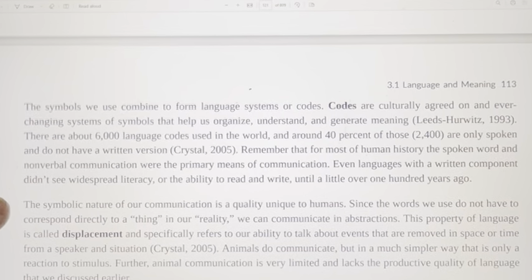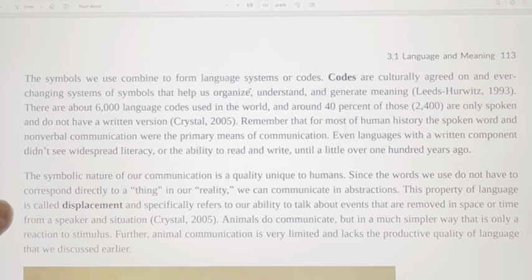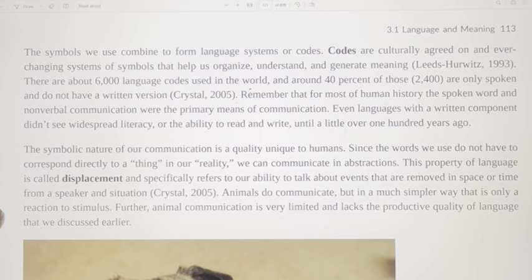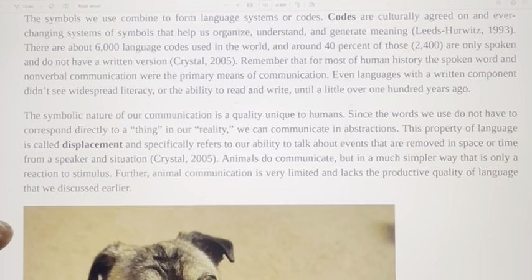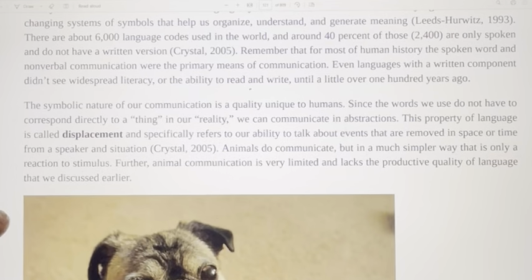The symbols we use combine to form language, systems, or codes. Codes are culturally agreed on and ever-changing systems of symbols that can help us organize, understand, and generate meaning. There are about 6,000 language codes used in the world, and around 40% of those, 2,400 out of the 6,000, are only spoken and do not have a written version.